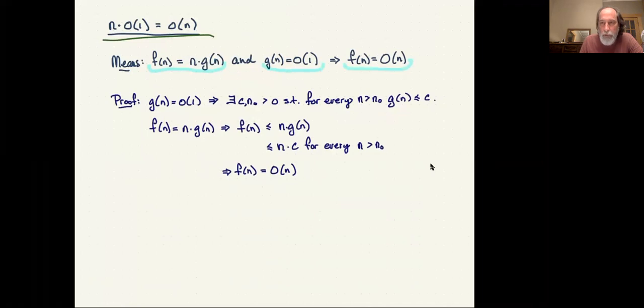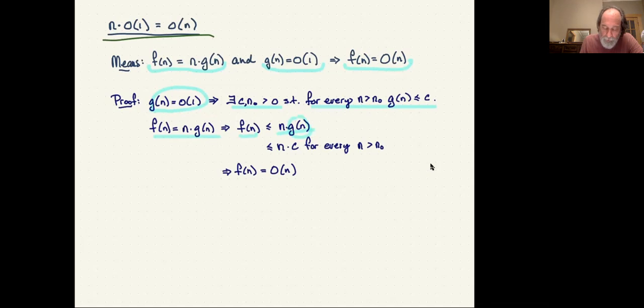Okay, and this is a true statement. That's right. Everything here is mathematically meaningful. Okay, and I can prove it, right? So if g of n is big O of 1, then there are these two constants, right, such that g of n is no bigger than c, for all large values of n. Okay, so now f of n is n times g of n. So f of n is less than or equal to n times g of n, of course. And now I can just plug in this property of g of n that I just proved above, right?